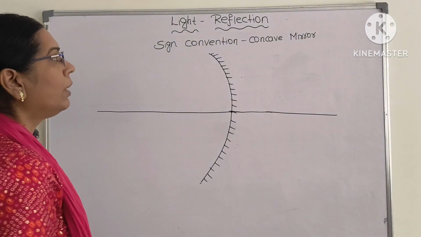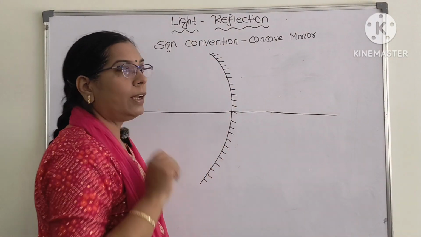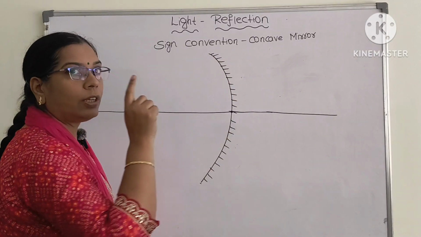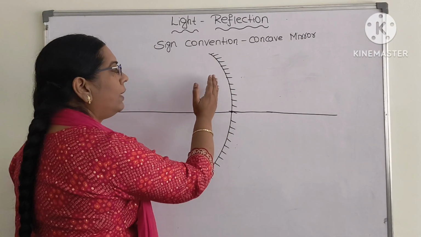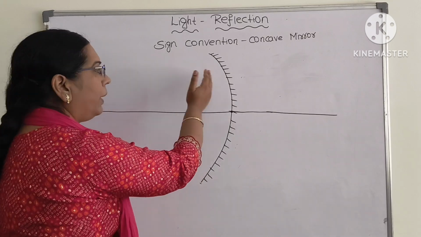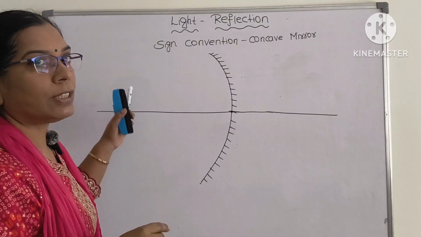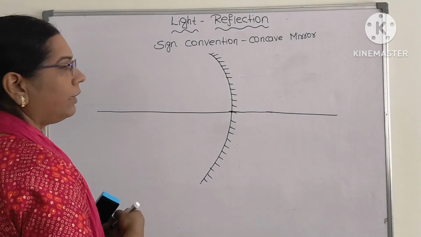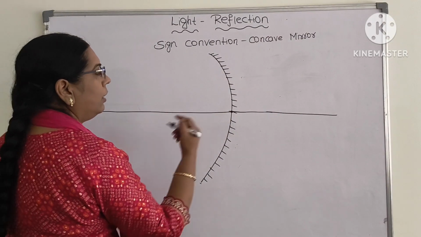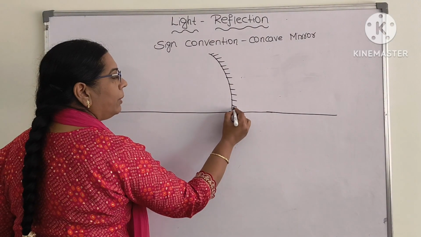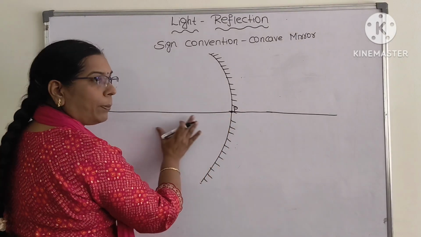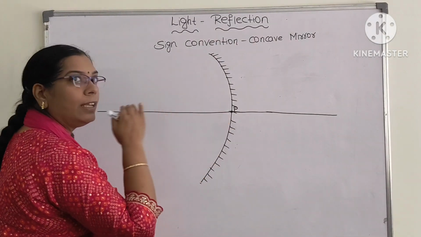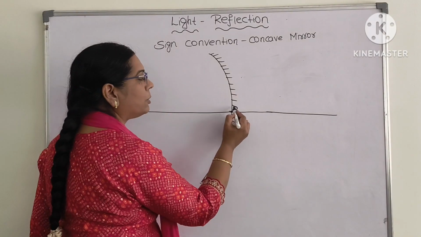Now let us see. We are doing it for the concave mirror right now. The moment I say concave mirror, you have to draw the concave mirror. The first rule: always the reflecting side should be directed towards the left side. So do not draw it in the opposite direction. And then for a concave mirror, this part will be called the pole, and the horizontal line, the sleeping line, is called the principal axis.